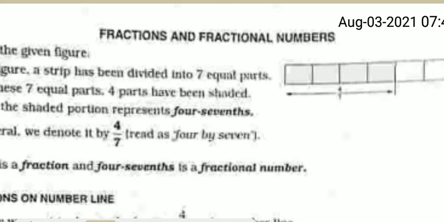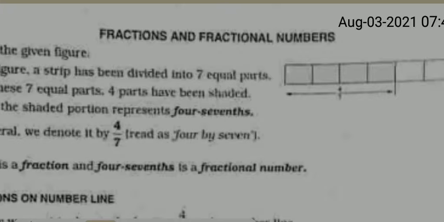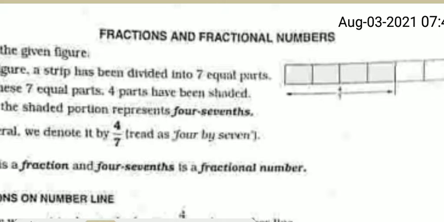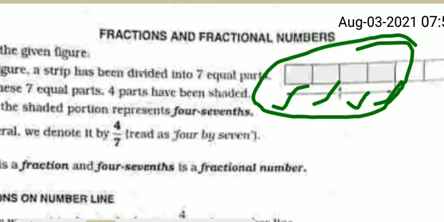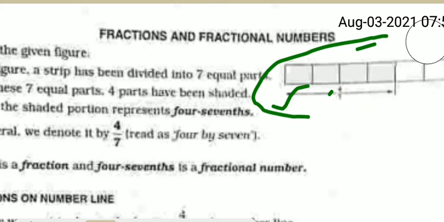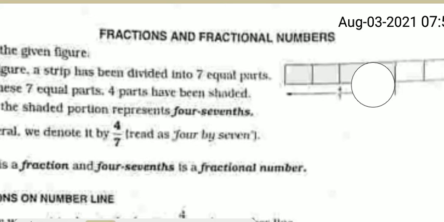In this figure, a strip has been divided into 7 equal parts. Out of these 7 equal parts, 4 parts have been shaded. You can see those 4 parts: this one, this one, this one, and this one. These 4 parts have been shaded. Okay. Clearly, the shaded portion represents 4/7.